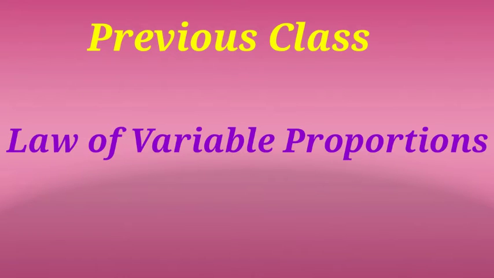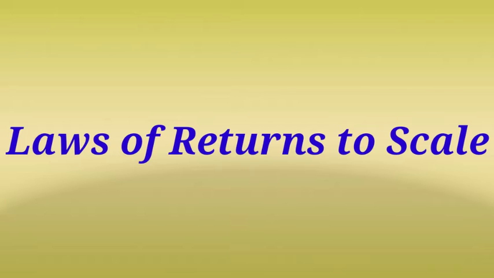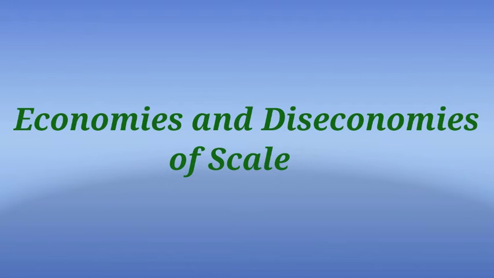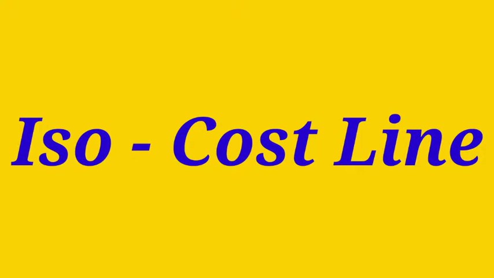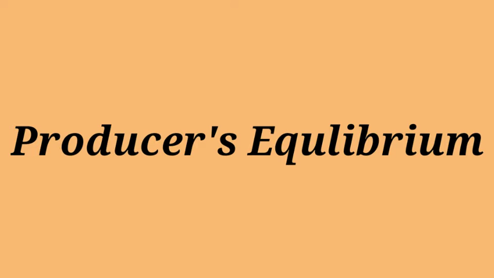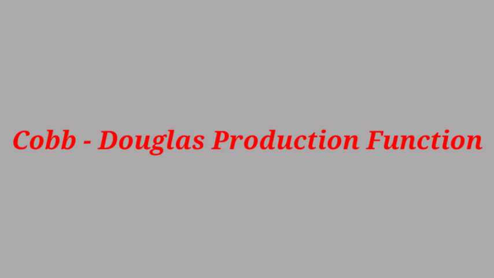In the previous class, you learned about the law of variable proportions, laws of returns to scale, and economies and diseconomies of scale. Today, you are going to learn about isoquants, isocost line, producer's equilibrium and Cobb-Douglas production function. Students, watch this video very carefully till the end. Fine, let us enter into the topics.